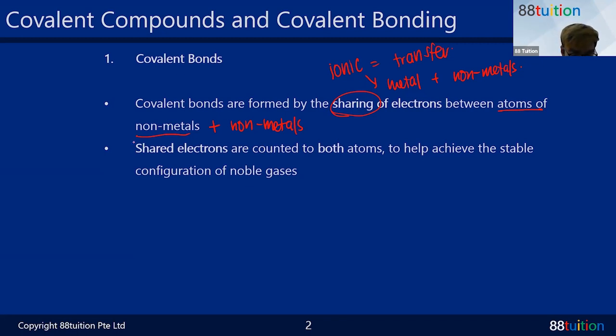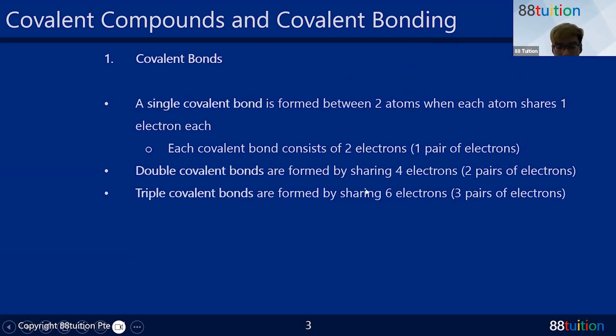Just take note that shared electrons are actually counted to both atoms to achieve that stable configuration of a noble gas. So a single covalent bond, take note of the word single here: one bond is formed between two atoms where each atom shares one electron each. In total there must be two electrons, one from each atom.